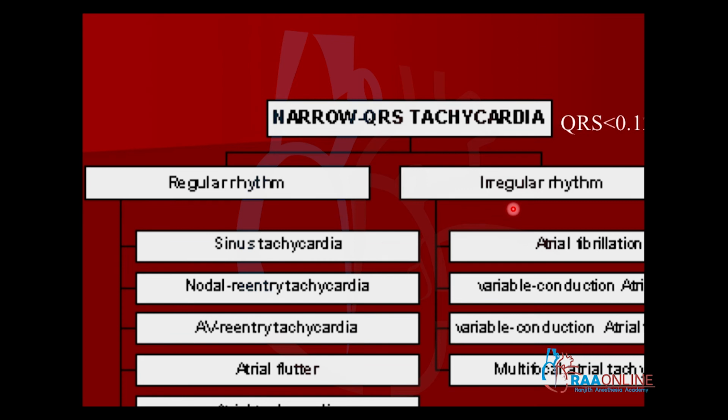So the examples of the narrow QRS complex tachycardia are: the commonest cause of narrow QRS regular tachycardia is sinus tachycardia. Then you have 2 forms of junctional tachycardia. The junctional tachycardias can be the AV node re-entry or atrioventricular reciprocating. We will come to that a little later. Then you have an atrial tachycardia, a tachycardia which is arising from the atrium.